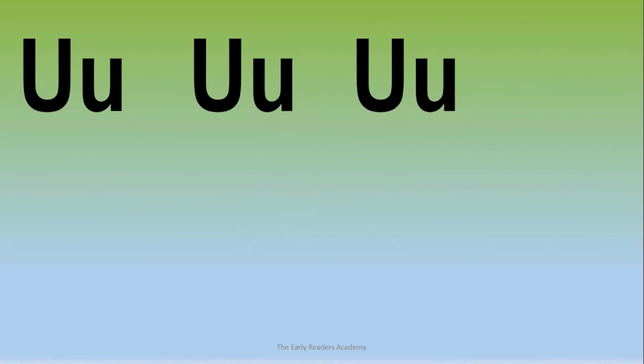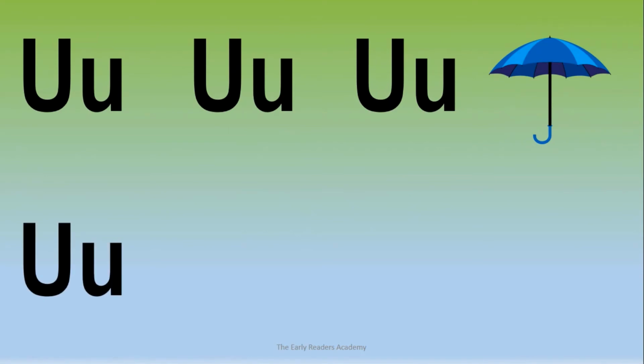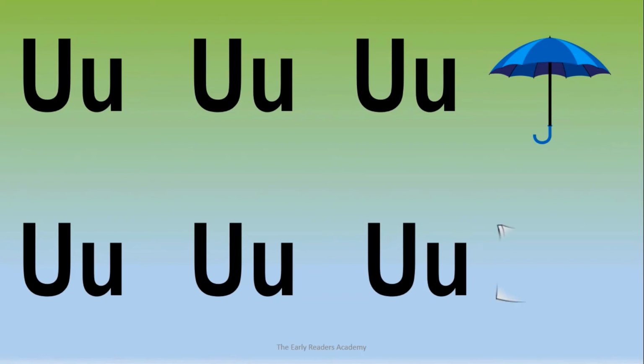Now let's go to the sound of letter U. This is big U. This is small U. And the sound of U is ah. Ah, ah, ah, umbrella. Ah, ah, ah, underwear.